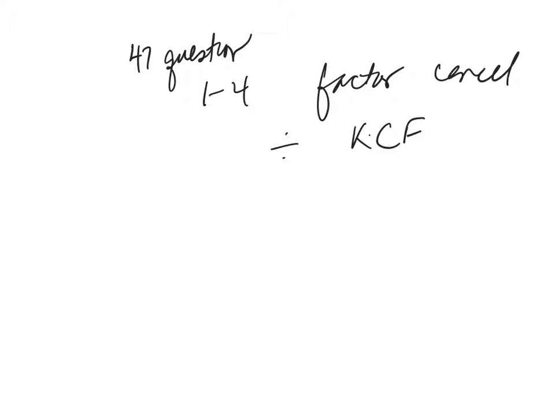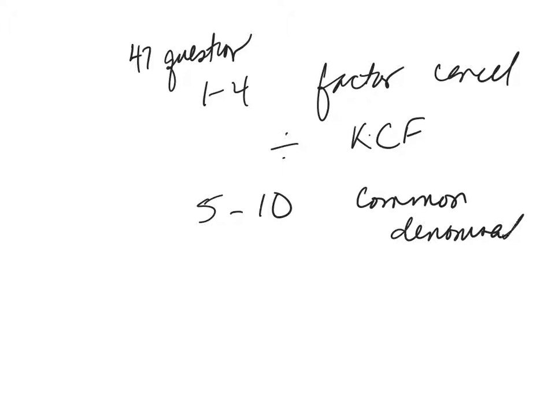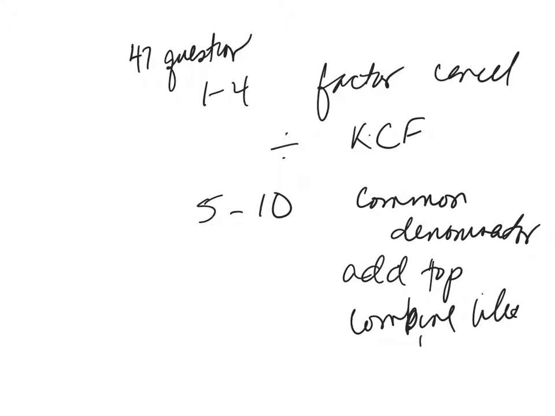Now the next section is addition and subtraction. And you've got 6 of those. So 5 to 10, 6 of those. And here you have to find a common denominator, and add the top. Combine like terms. And cancel if possible. Cancel anything if possible after you factor, okay?